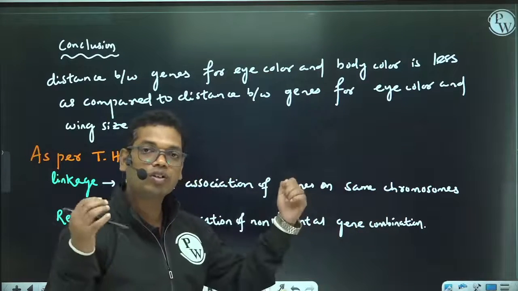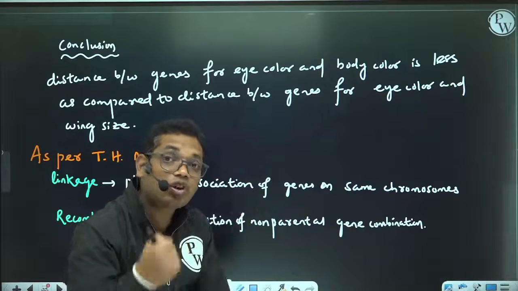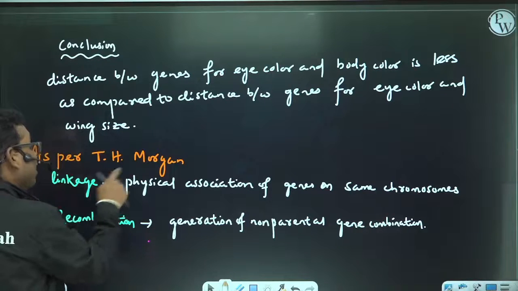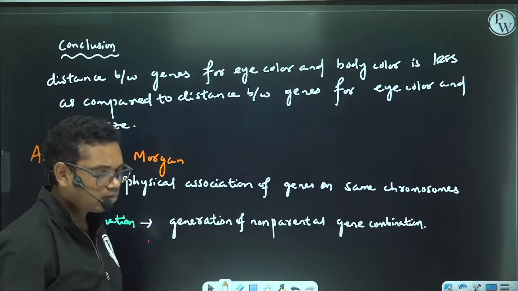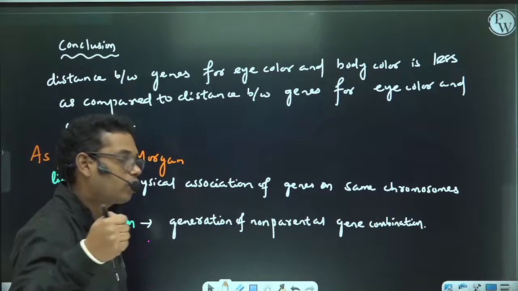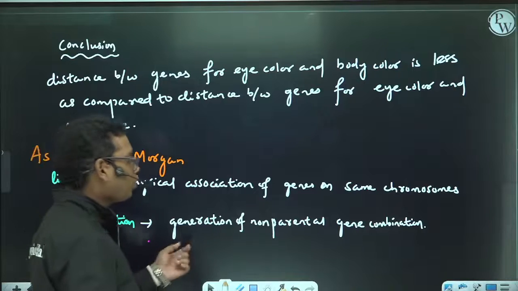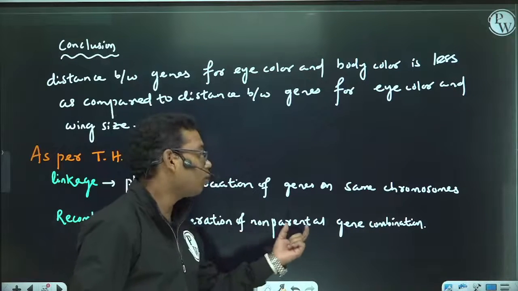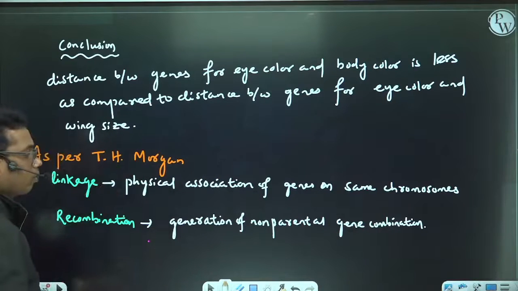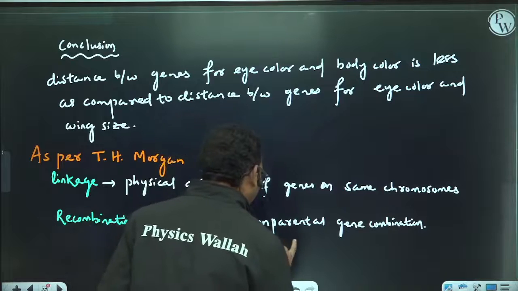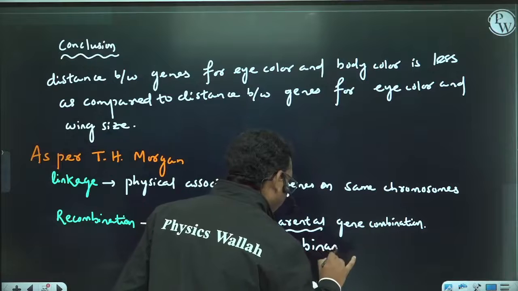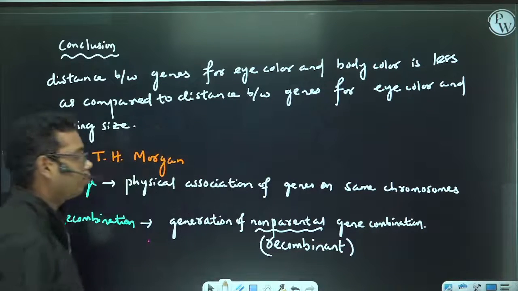On same chromosome, the different genes are present together, and that physical association of genes on the same chromosome is called linkage as per T.H. Morgan. But in modern definition, we say linkage is nothing but the transmission of linked characters, and the generation of non-parental type gene combination. Non-parental gene combination is called recombination as per T.H. Morgan. For non-parental type, I can write another term like recombinant. So whenever I say recombinant, that is nothing but the non-parental type.